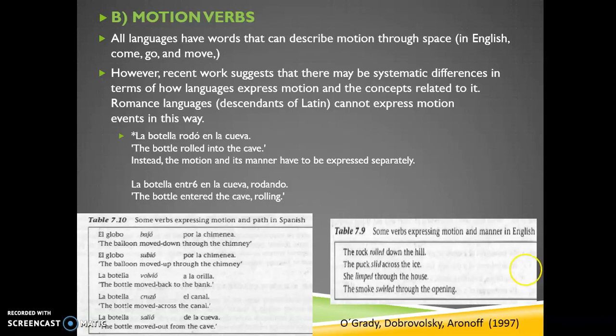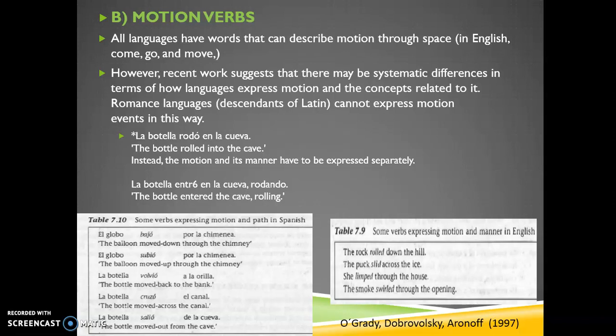So have a look at here. There are many expressions, and I think that it's a good way of making your students think and reflect about the differences between English and Spanish. It has to do with metacognition learning. So el globo bajó por la chimenea, the balloon moved down through the chimney. You see? El globo subió por la chimenea, the balloon moved up through the chimney. Okay?